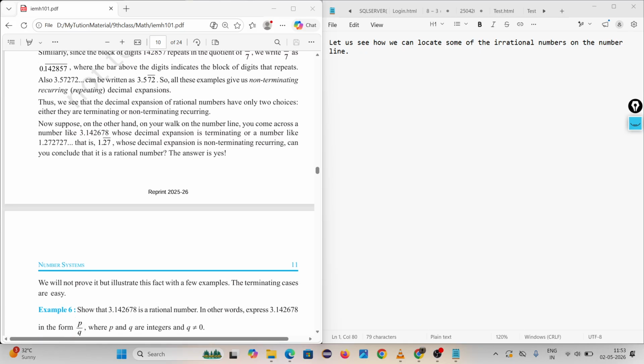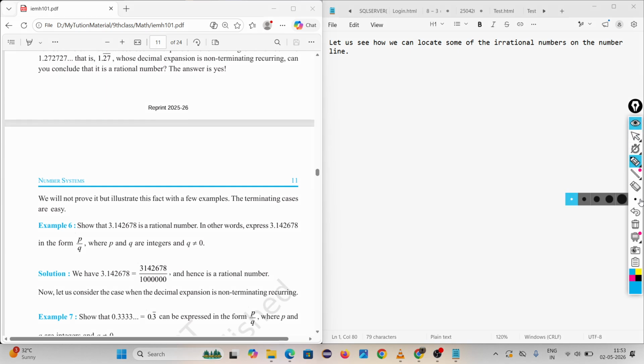Now suppose, on the other hand, you work on the number line and come across a number like 3.142678 whose decimal expansion is terminating, or a number like 1.2727, that is 1.27 bar, whose decimal expansion is non-terminating recurring. Can you conclude that it is a rational number?